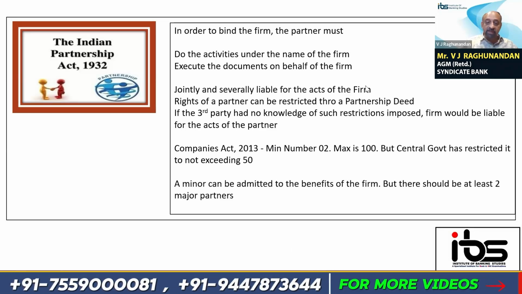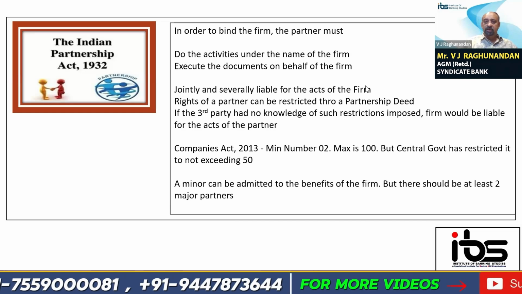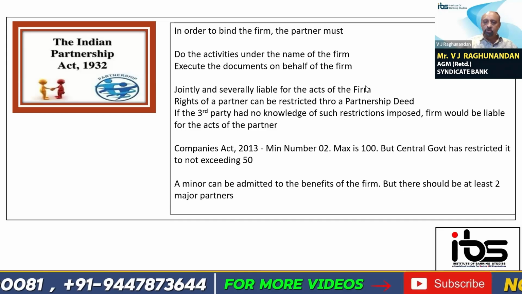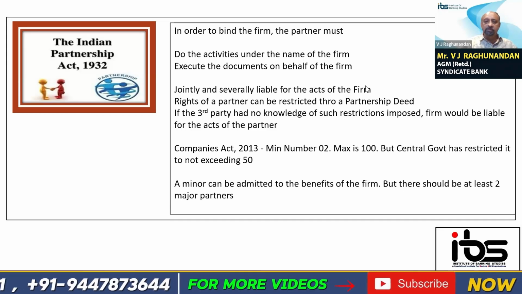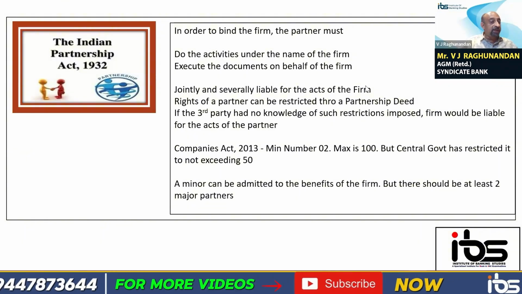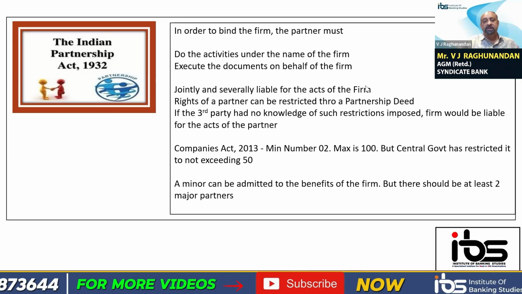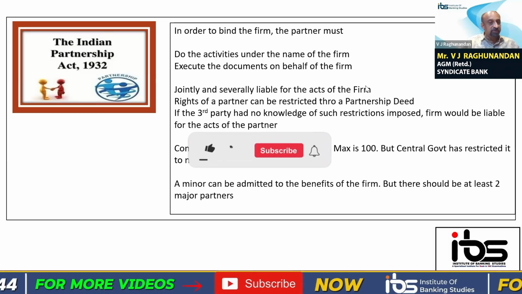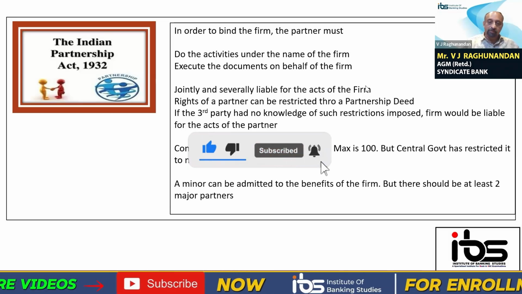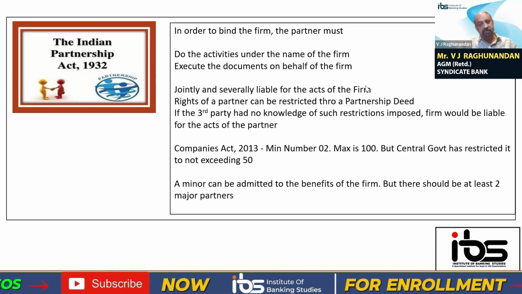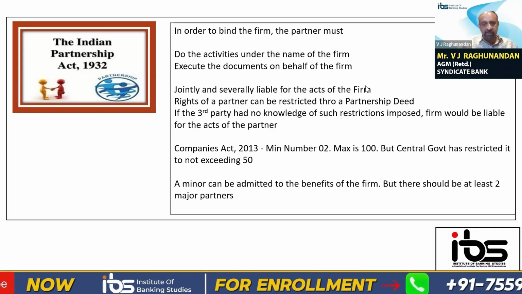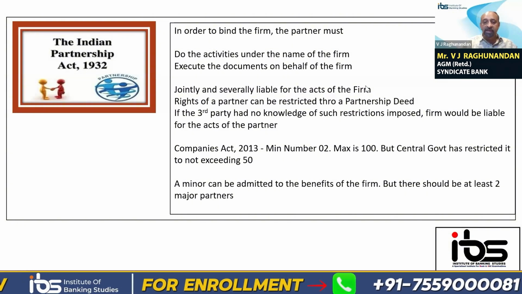Okay. A minor can be admitted to the benefits of the firm, but there should be at least 2 major partners, right? Only if there are 2 major partners, a minor can be admitted to the benefits. What does it mean? It means a partnership firm cannot be started with a minor as a partner. While commencing a partnership business, a minor cannot be a partner there. But after the business is commenced, with the consent of all the partners, a minor can be admitted to the partnership only for the benefits of the firm.